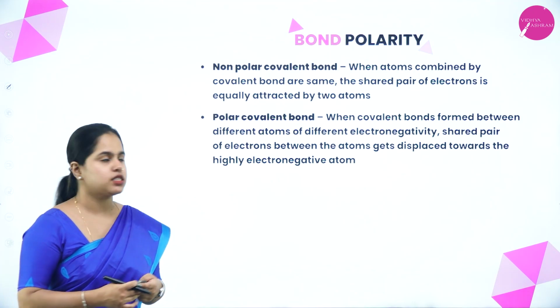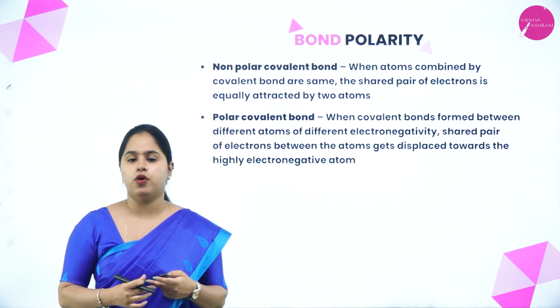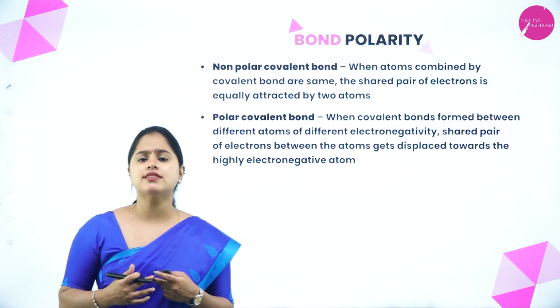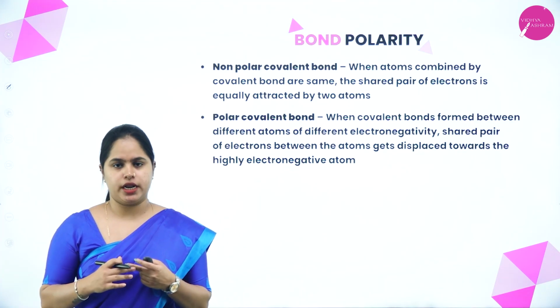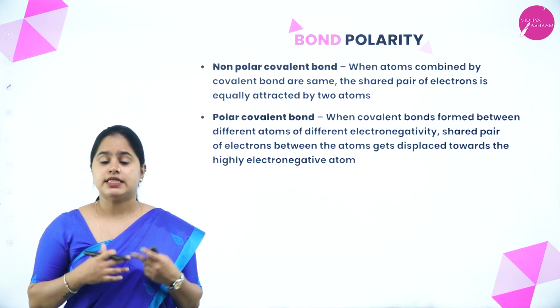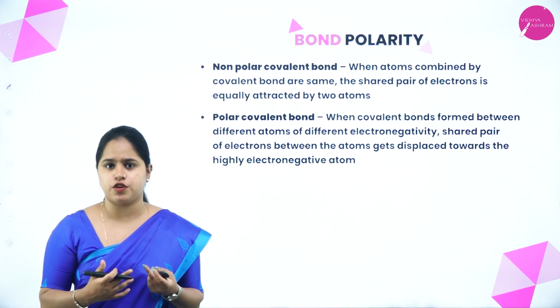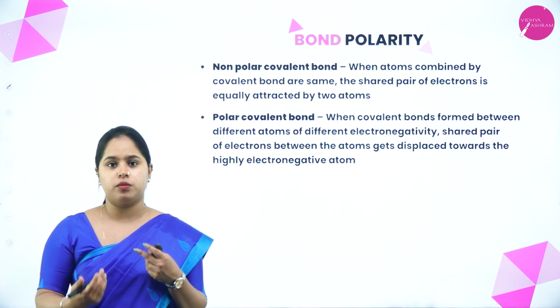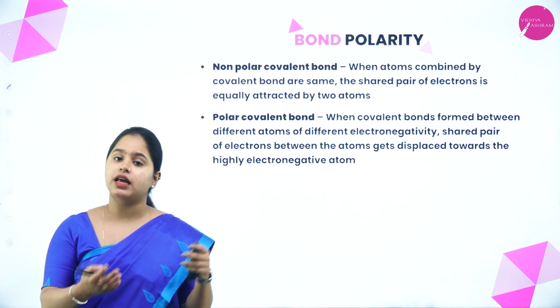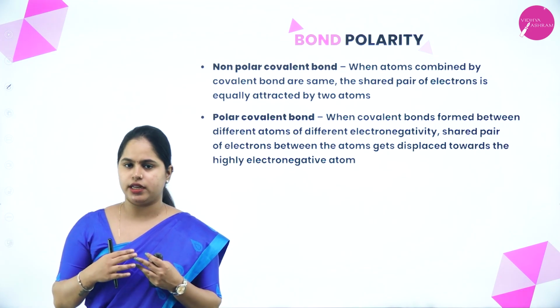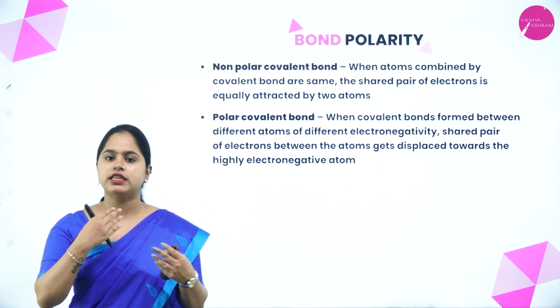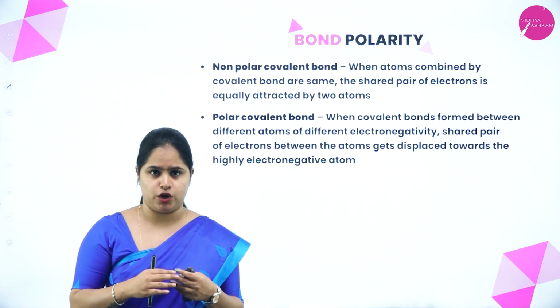Now moving on to the next part, that is bond polarity. To understand bond polarity, we have already discussed covalent bonds, how a covalent bond is formed. Is it by sharing of electrons or transfer of electrons? Covalent bonds are formed by the sharing of electrons. And how is an ionic bond formed? By the transfer of electrons from one atom to another. So coming to the covalent bond, it is formed by the sharing of electrons.